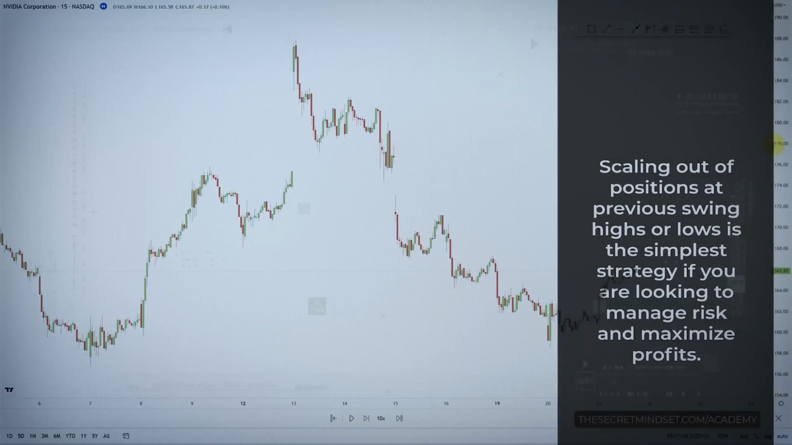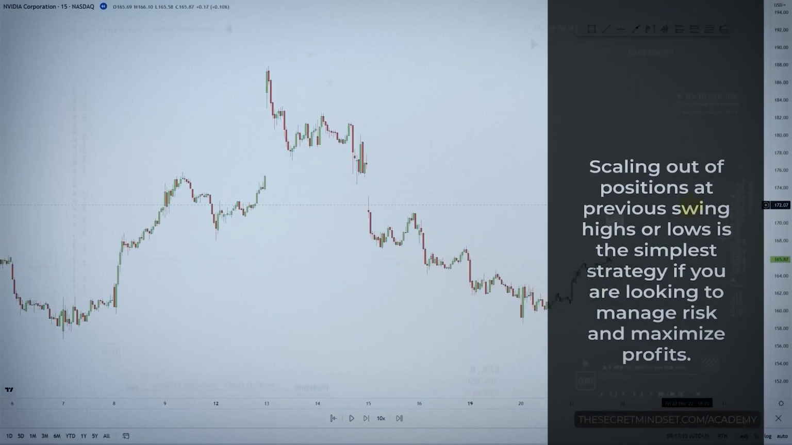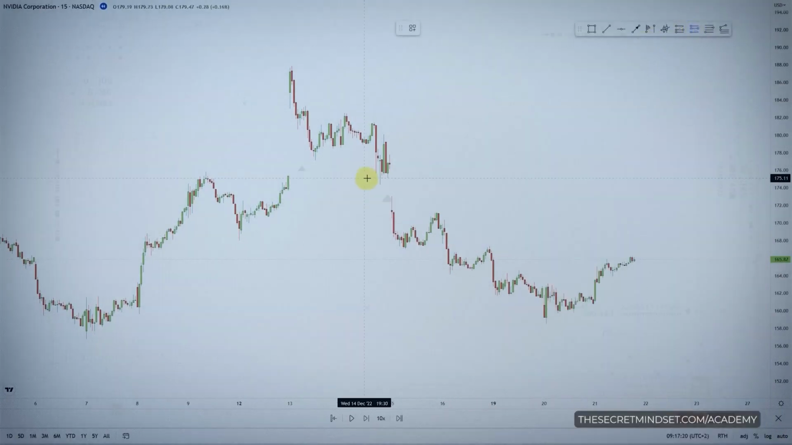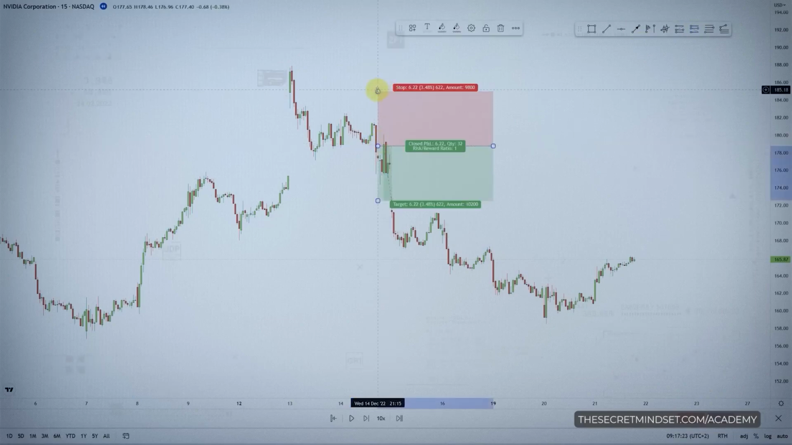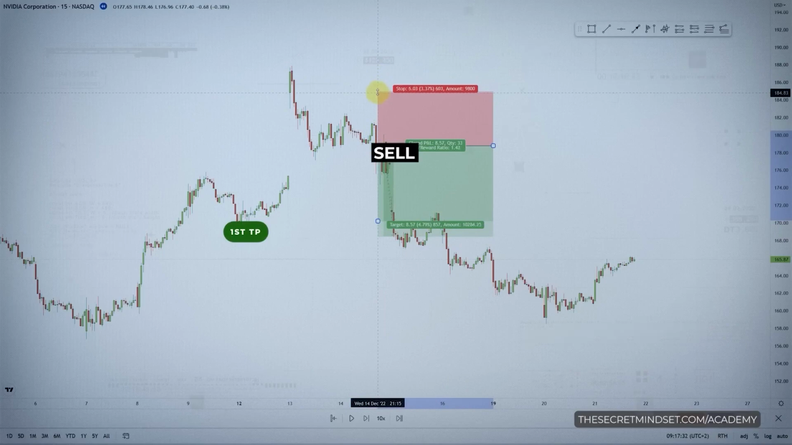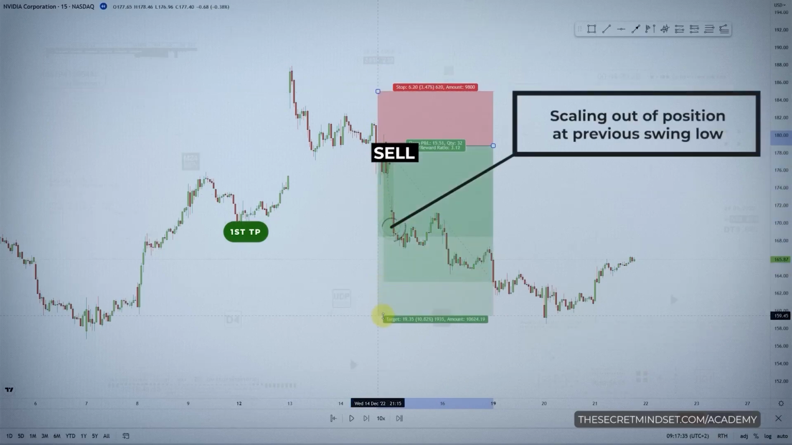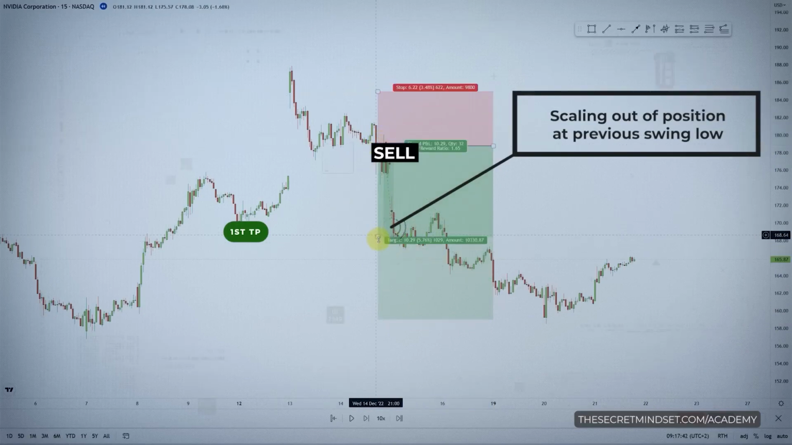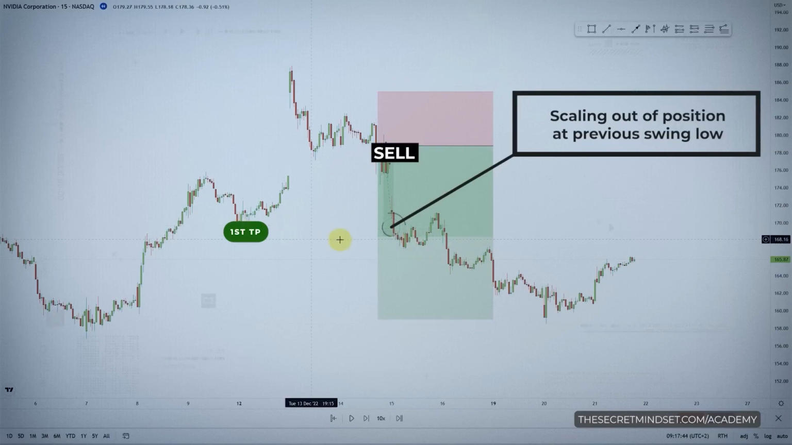Scaling out of positions at previous swing highs or lows is probably the simplest strategy if you are looking to manage risk and maximize profits. Basically, you take partial profits and minimize the impact of potential market reversals. Let's say you have a short position in a downtrend. If price reaches a new swing low, you take some profits off the table and reduce your exposure. At the same time, you can move your stop to break even.